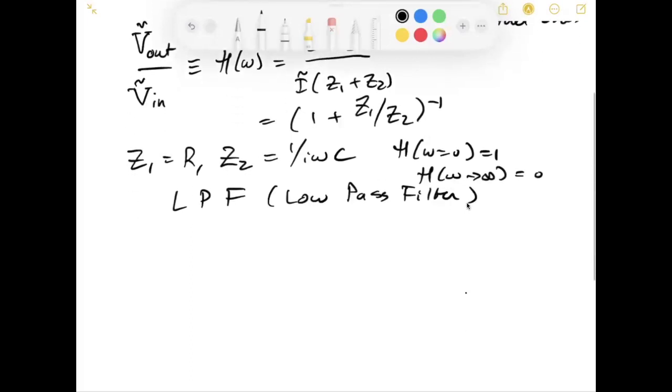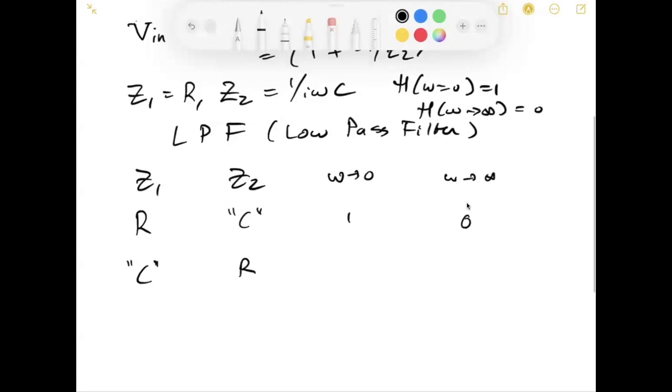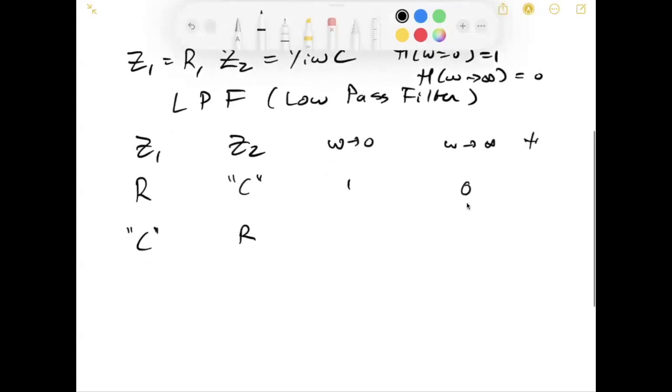Okay, so we could even make a little table. So, a Z1, a Z2. Let's say we have an R and a C. I'm not writing the actual expression here. We could do it with a C and an R. And then the limit where omega goes to 0 or omega goes to infinity, we can write those down. This is where it's 1 in the low frequency limit and 0 in the high frequency limit. So this is a low pass filter.